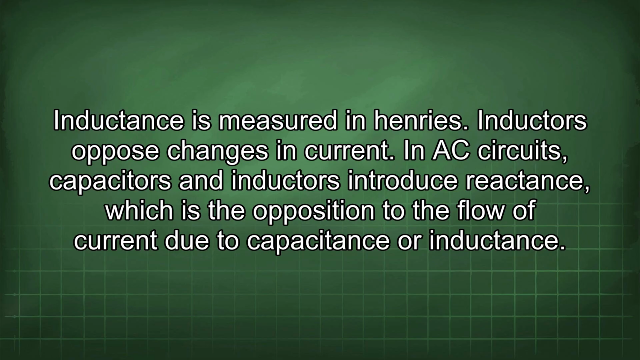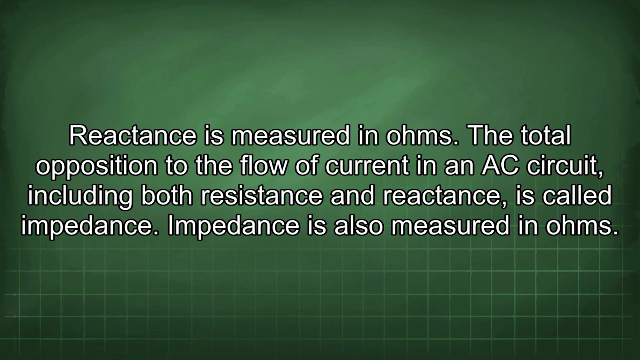In AC circuits, capacitors and inductors introduce reactance, which is the opposition to the flow of current due to capacitance or inductance. Reactance is measured in ohms. The total opposition to the flow of current in an AC circuit, including both resistance and reactance, is called impedance. Impedance is also measured in ohms.